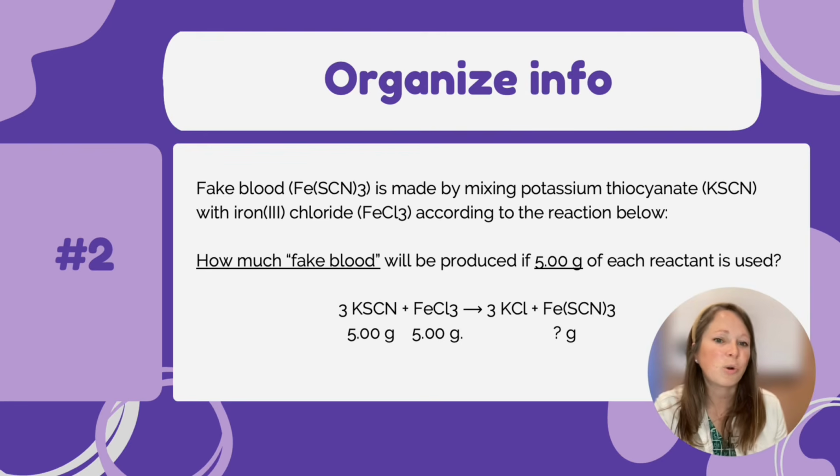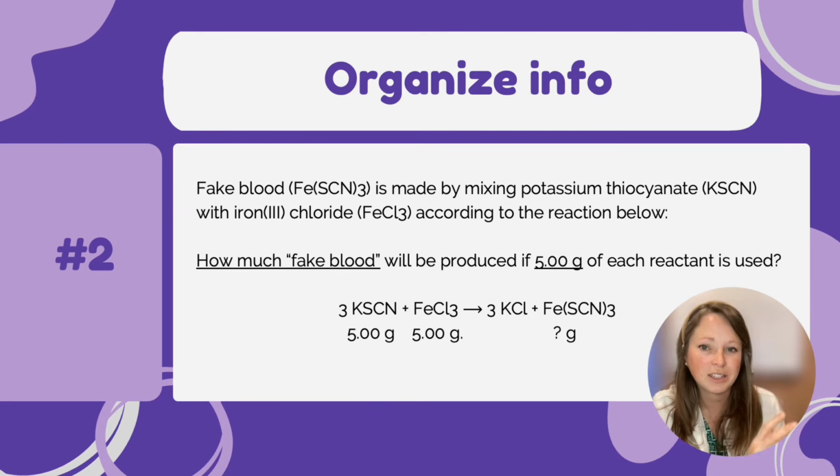Your next step is to organize what you know versus what you're looking for. I like to put all of my numbers directly underneath the equation. I think it's just the easiest way to keep track of things. So we have 5 grams of each of those reactants, and we are looking for grams of that second product.